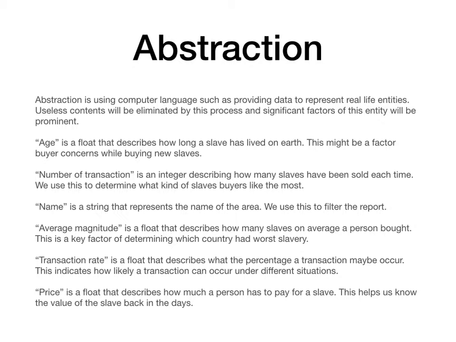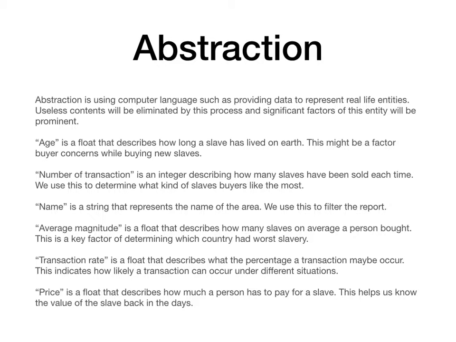Number of transactions is an integer describing how many slaves have been sold each time. We use this to determine what kind of slaves buyers like the most. Name is a string that represents the name of the area. We use this to filter the report.